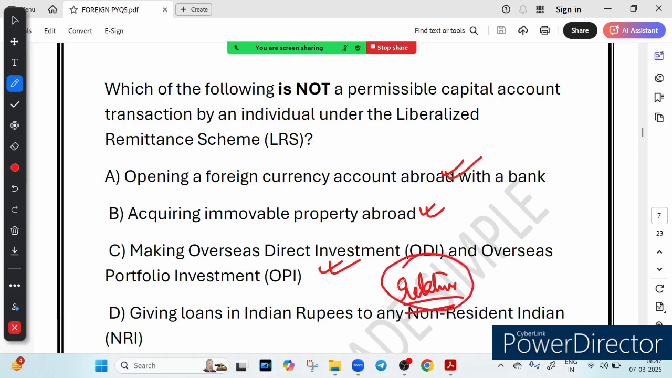Giving a loan to any NRI who is not a relative is not allowed under LRS, making this the correct answer for what is not permissible, right? So the correct answer is option number D, right, but this is not permissible.